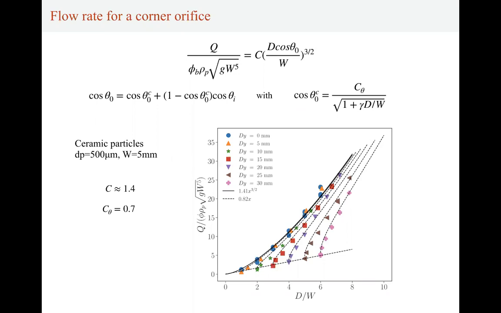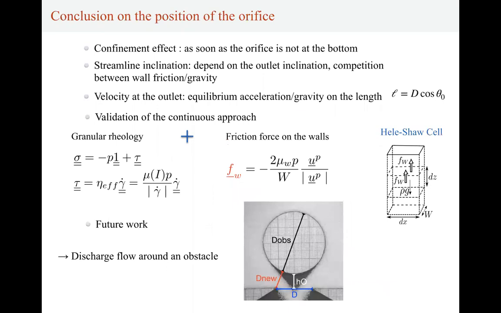So, to conclude, for a silo discharge, we have seen that there is a confinement effect as soon as the orifice is not at the bottom. The streamline inclination depends on the outlet inclination, and this is a competition between the wall friction and the gravity. And the velocity at the outlet is given by this length, which is not the aperture, but the length where the shear is maximum, which is compatible with a continuum point of view. And we have validated the continuum approach on the lateral orifice.